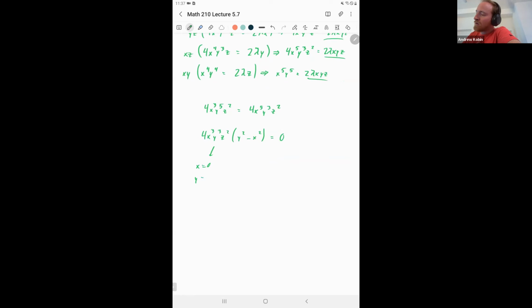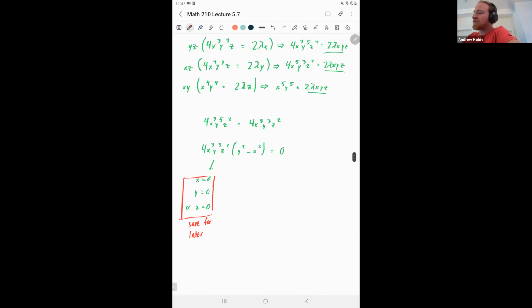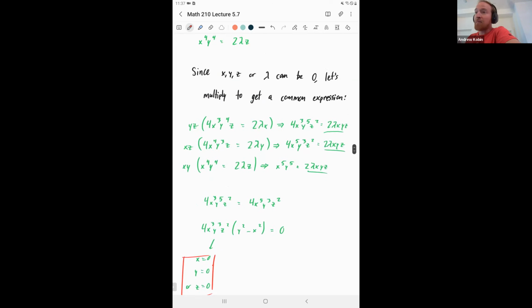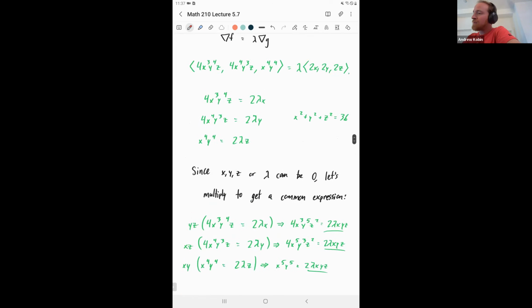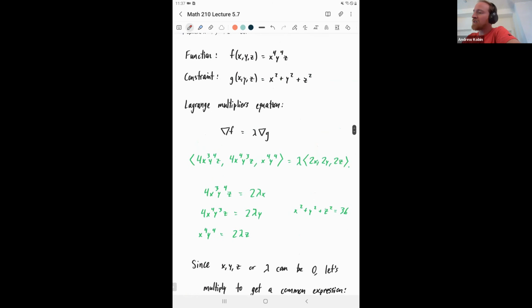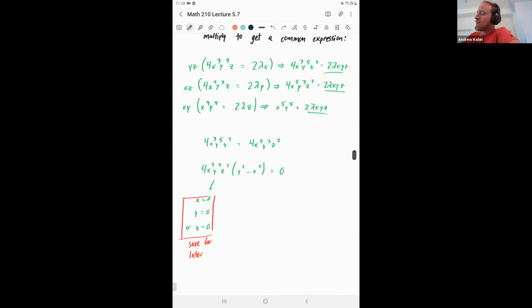So first of all, it's worth noting that x, y, or z could be equal to 0. And I'm just going to say, let's hang on to this for later. Let me tell you why I'm doing that. If any of those three variables are equal to 0, we may have a lot of points that satisfy that, but keep in mind, we're going to plug things into the original function and we'll see that those values are equal to 0. So it'll be easy to just pick out if that's a max or min. It's probably not going to be. We're only looking for a max.